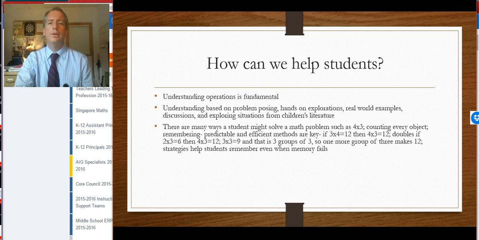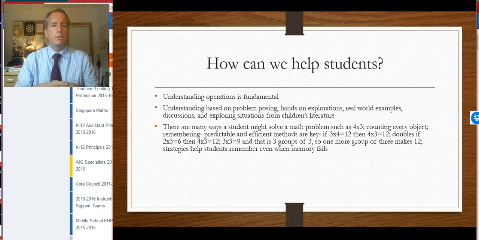Helping kids understand that there is no one way to think about something even as simple as 4 times 3. Some people are going to count each object. Some people are just going to remember it. But they remember certain patterns, right? And there are certain things that are more efficient than others. So you can count every object in a problem in 4 times 3, and you'll get 12. But it's quicker if you think about it in terms of doubles, right? It might be quicker yet if you think about it in terms of 3 groups of 3 and then another group of 3. There's not necessarily just one way to get there.